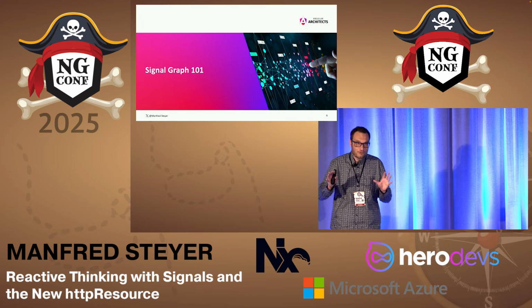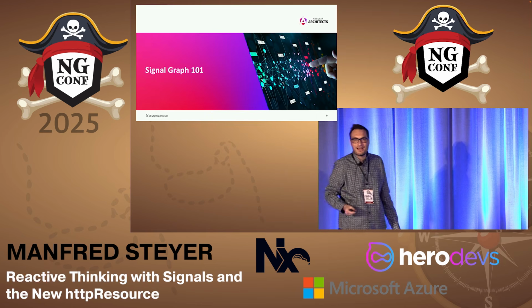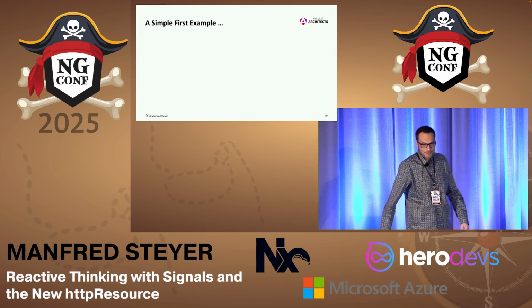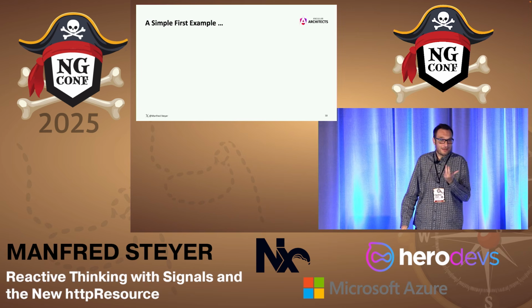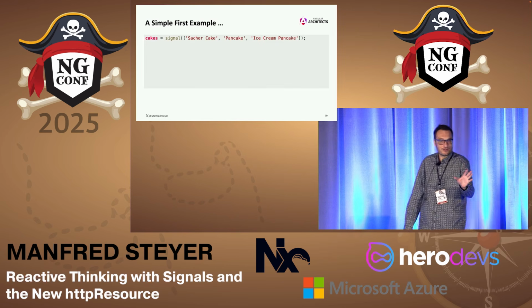Okay, so let's get started with the signal graph. And for this, first of all, I have a very simple example to get us in the right mood, and then I have a more complex one. So the simple example is quite a tasty one. It's about cakes. Here we have several cakes in a signal.